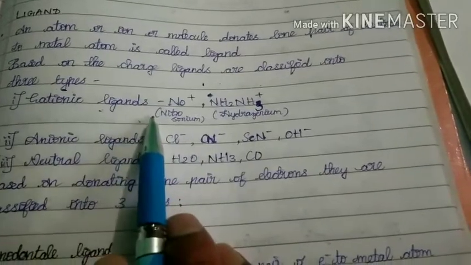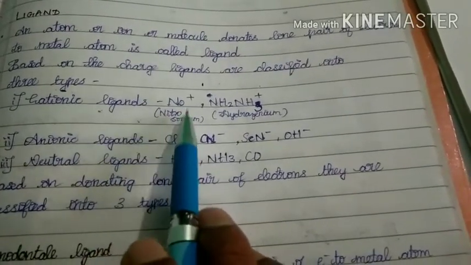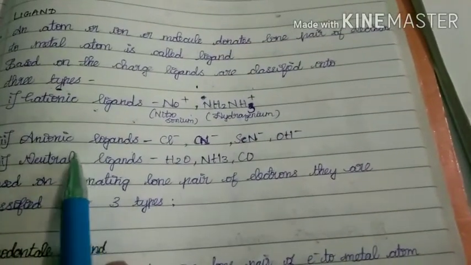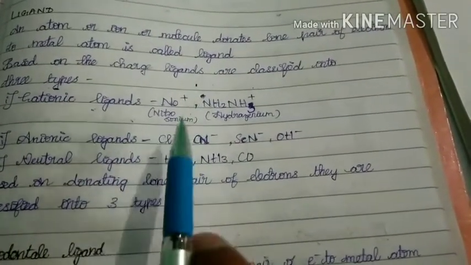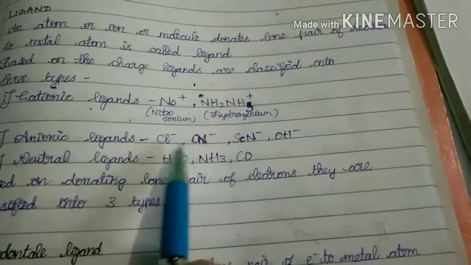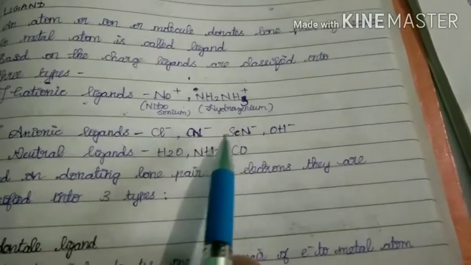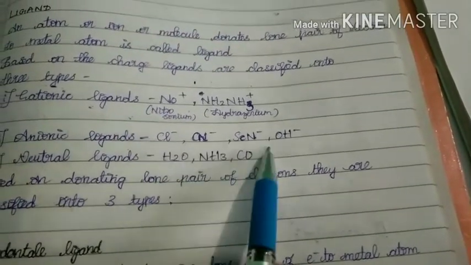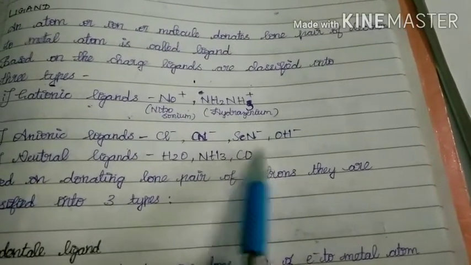What is the meaning of cationic ligand? If the ligand possesses positive charge, that is called cationic. Then what about anionic? If the ligand possesses negative charge, that is called anionic. See, for example Cl minus, CN minus, SCN minus, OH minus, all these are anionic ligands.